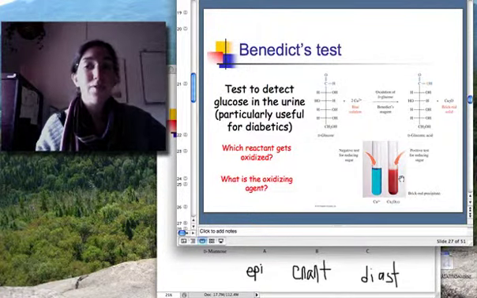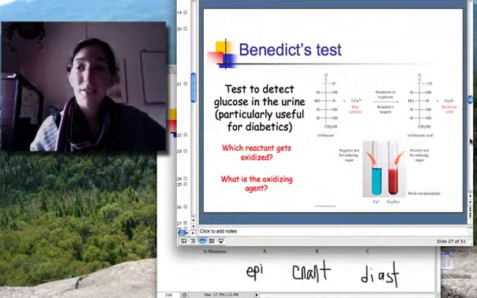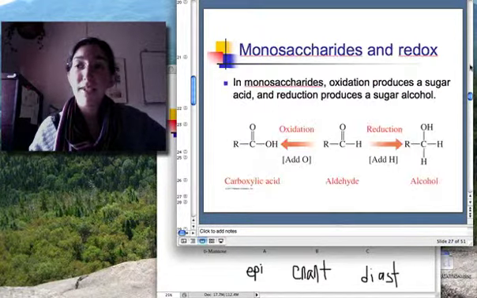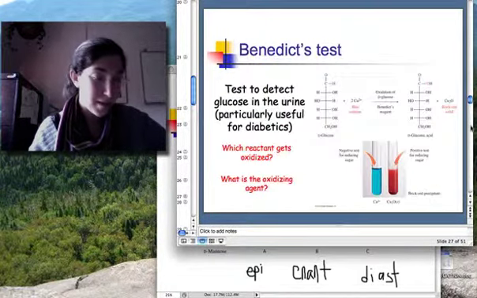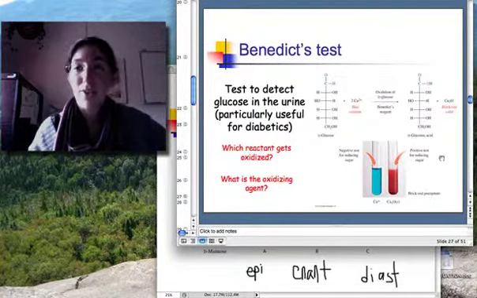You dip them in a solution, and depending on how red they get... Do I have a picture of it? I don't have a picture of it in here, but there's a good one in your book on page 173, actually, showing you the glucose test strips. And depending on how red your urine sample turns the stick, that is an indicator of how much glucose is in the urine.